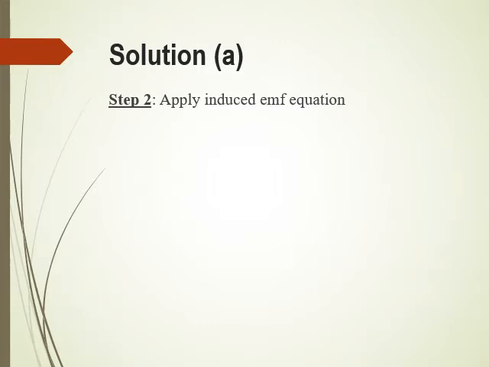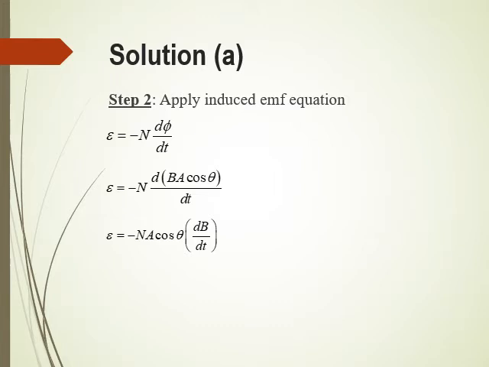Step 2, apply the induced EMF equation. So induced EMF for a coil is equal to negative N dΦ over dt. Expand the equation. We now have induced EMF equals negative N d(BA cos θ) over dt. It can also be written as negative NA cos θ dB over dt. Why? Well, because according to the question, the variable that is changing is the magnetic field. Therefore, we keep it as dB, which shows that the B is changing.